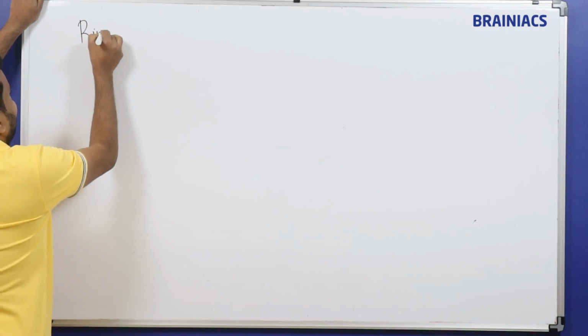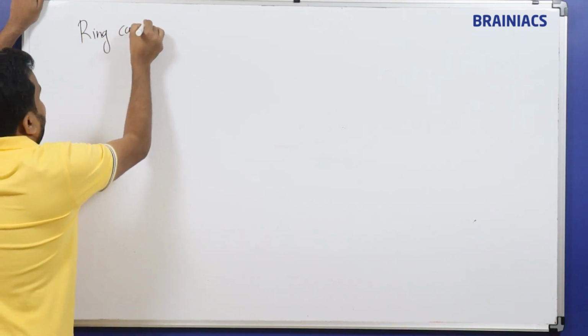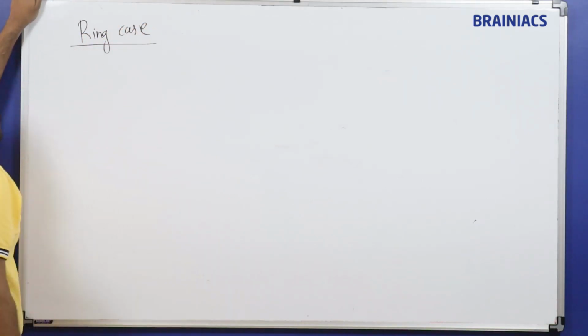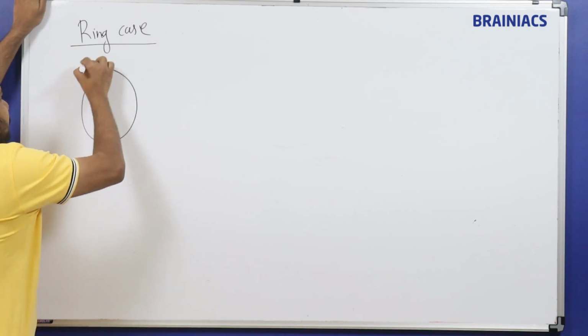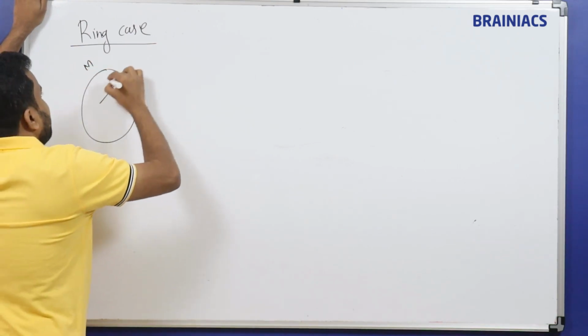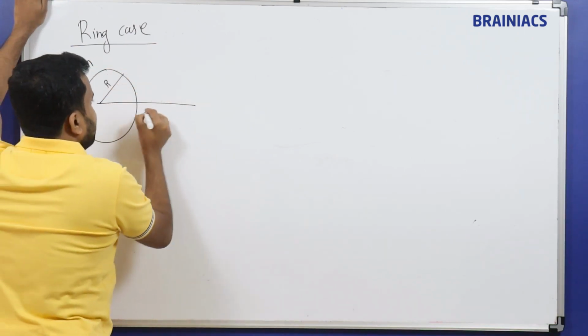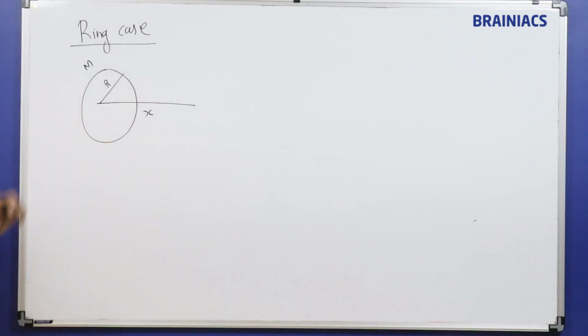Ring case. So what is a ring? A ring whose mass is m, whose radius is r, at a distance of x meter away.